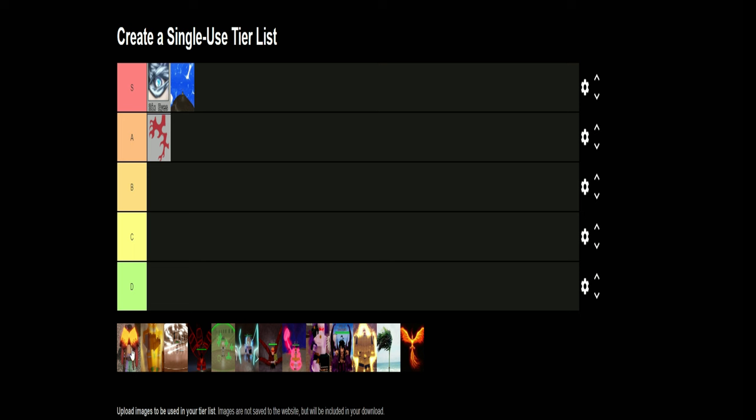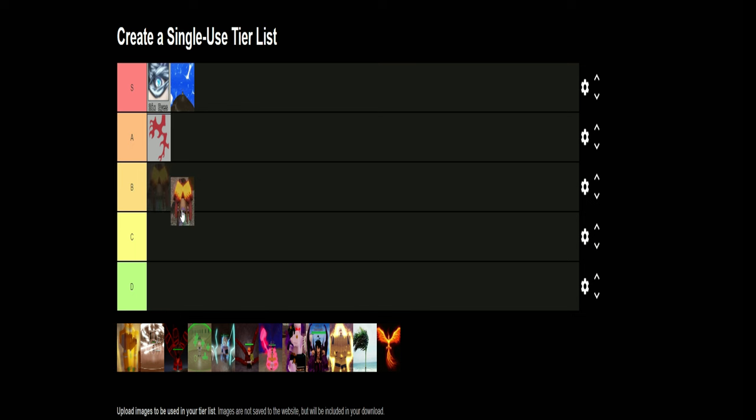Next one we have is just Normal Haki. So Normal Haki is kind of like Conqueror's Haki without the stun, but its buffs are also less than Conqueror's as well. So honestly, B tier is probably suitable for this one.